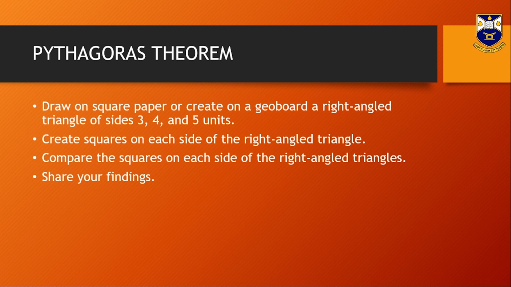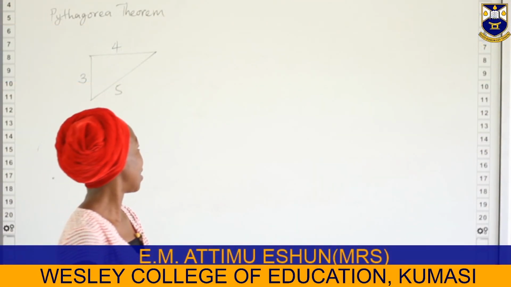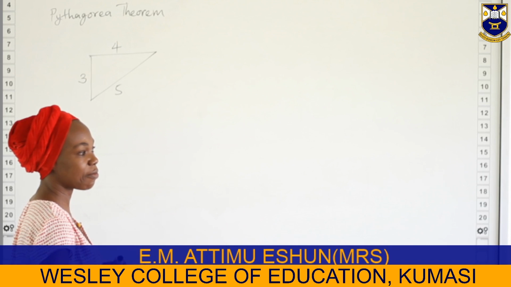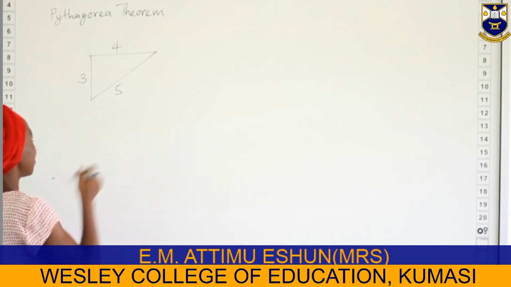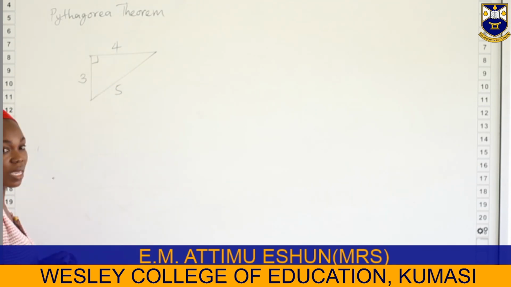The shortest is 3 units, then 4 and 5 units. We'll need to create squares on each side of the right angle triangle like we have done already, and then compare the squares on each side of the right angle triangle so that we can share our findings with our colleagues. Here on the board I have my right angle triangle with the sides 3, 4, and 5.